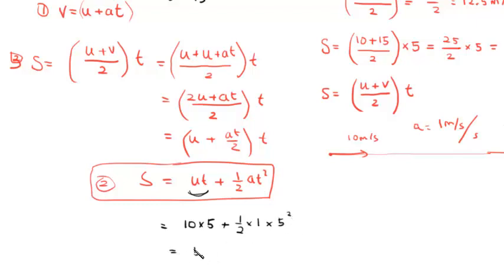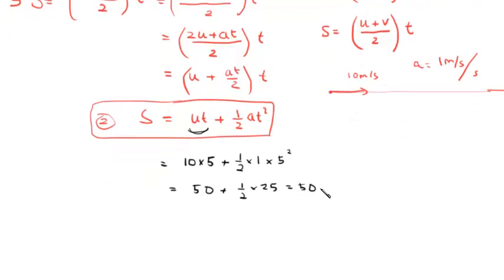This is equal to 50 plus half times 1 is a half, and 5 squared is 25. So that's equal to 50 plus 12.5. So that's equal to 62.5 meters again. So what this equation is telling you is this. Let's suppose there was no acceleration. Then this term is 0.